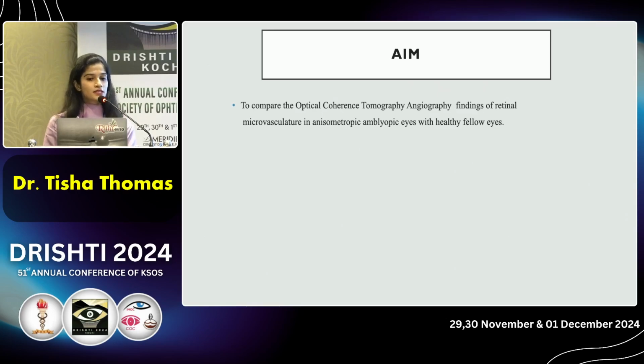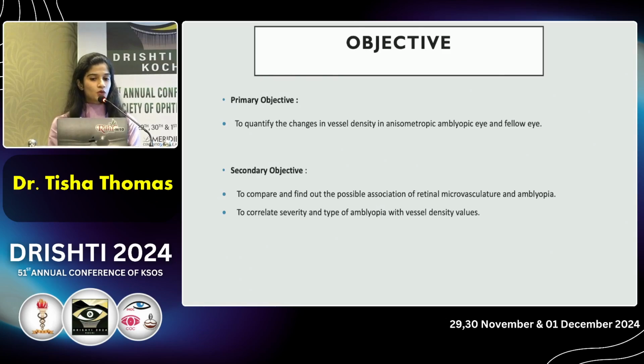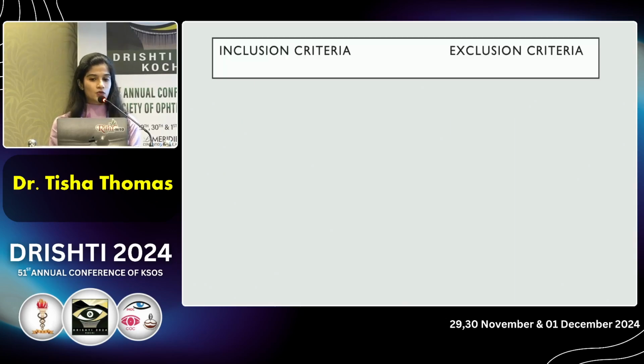So the aim of my study was to compare the OCTA findings of retinal microvasculature in anisometropic amblyopic eyes with healthy fellow eyes. The primary objective was to quantify the changes in vessel density in the amblyopic eye and fellow eye, and the secondary objective was to compare and find out the possible association between retinal microvasculature and amblyopia, and to correlate the severity and type of amblyopia with vessel density values.